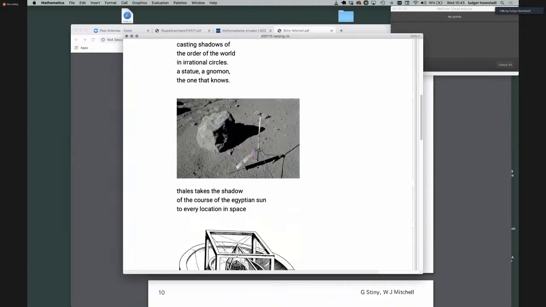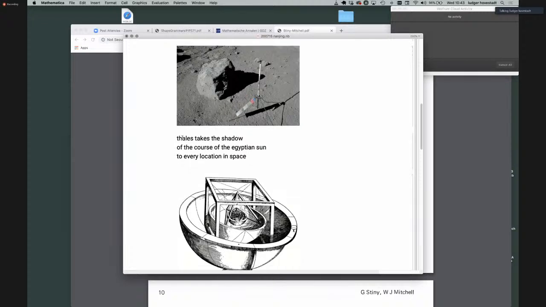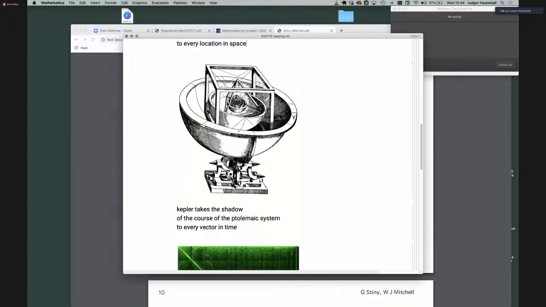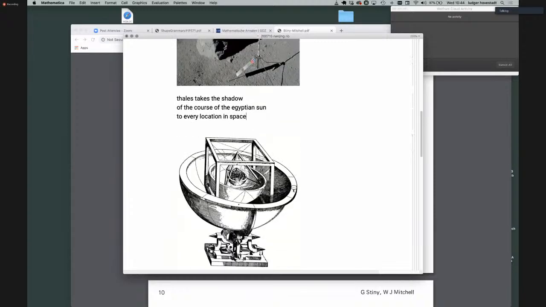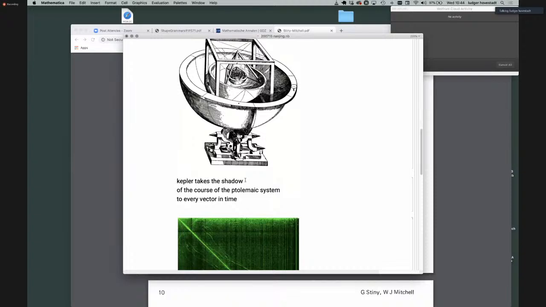This is not changing. And the time I'm referring to is Thales. This is a Greek philosopher, a mathematician, some 500 BC, who takes a shadow of the course of the Egyptian sun with the pyramids of the Egyptians to every location in space. Now in the Renaissance, this is the next abstraction to that. You see these axes here, and it's again about time, the rotations. Time is rotation of the sun here, and space is here. We have space as the axis, the rotation of the planetary systems in the Renaissance. This is from Kepler. He takes the shadow of the course of the Ptolemaic system to every vector in time.